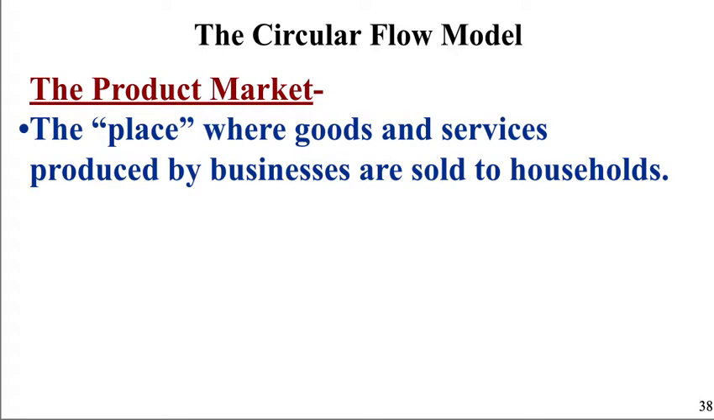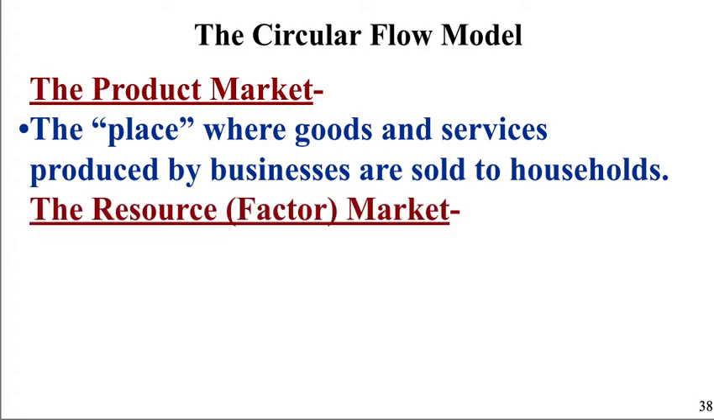There's the product market. This is the place where goods and services that are produced by businesses are sold to the households. And so this would be a wide variety of things. You could think of it like a shopping mall. You could think of it like Amazon. It could be a product market where you go to buy something. The businesses are going to sell you something like a donut. They're going to sell you a smartphone. They're going to sell you a new pillow, whatever it may be. This is the place where the businesses will sell that.